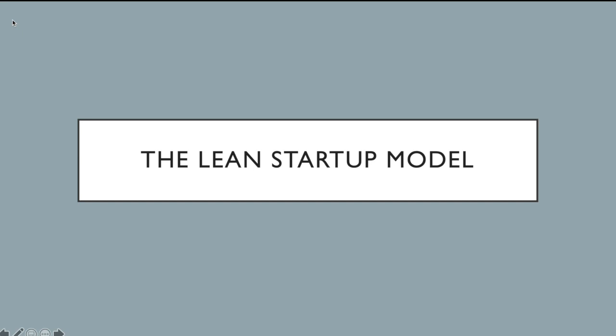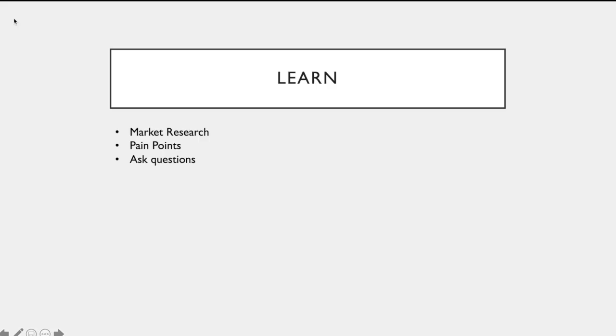But with that being said, before we start, typically the Lean Startup Model has three phases: build, measure, and learn. But you're going to see that I start with learn for a particular reason. So let's begin. In terms of learning, I really just mean doing your research.